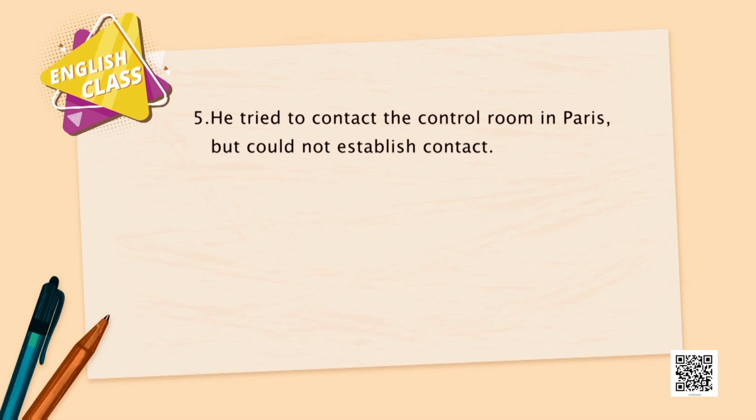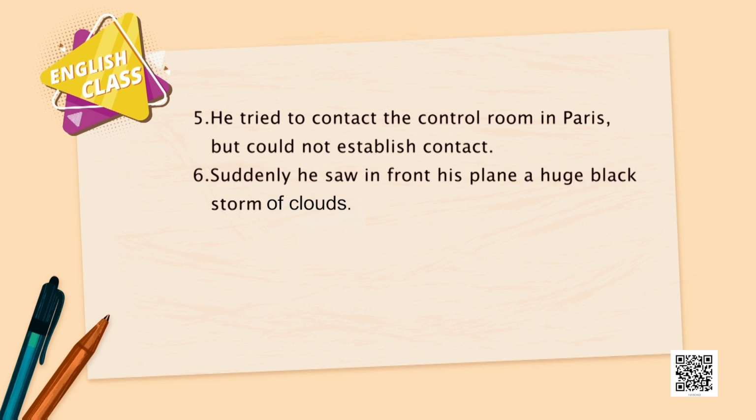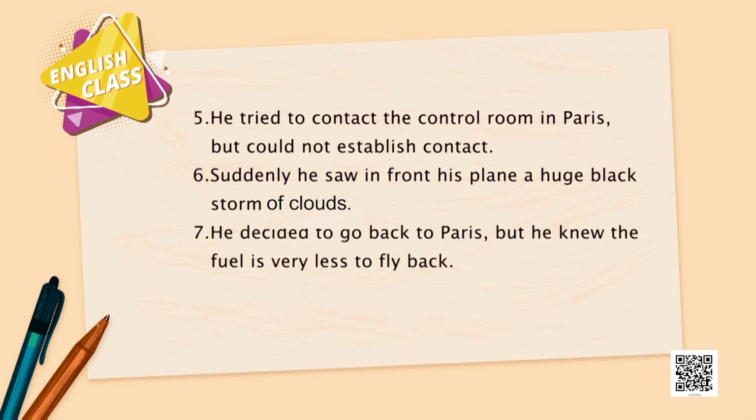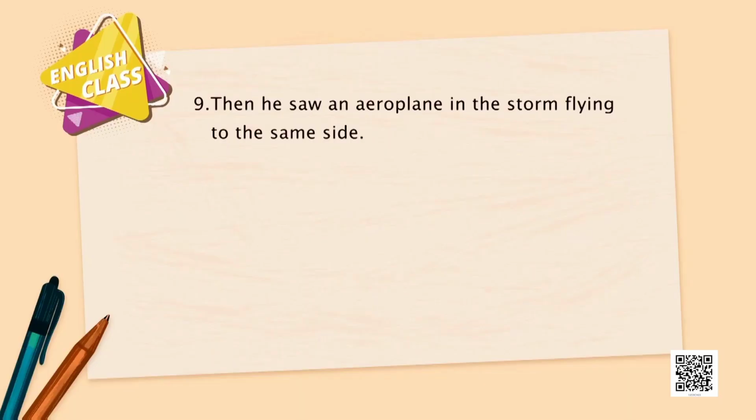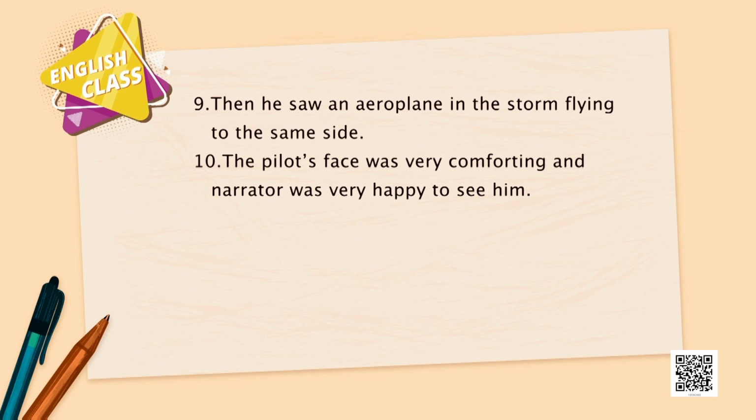He tried to contact the control room in Paris, but could not establish contact. Suddenly, he saw in front of his plane a huge black storm of clouds. He decided to go back to Paris, but he knew the fuel was too little to fly back to Paris. He flew straight into the clouds. Then he thought that he would not be alive, but then he saw an aeroplane in the storm flying to the same side. The pilot's face was very comforting and the narrator was very happy to see him.